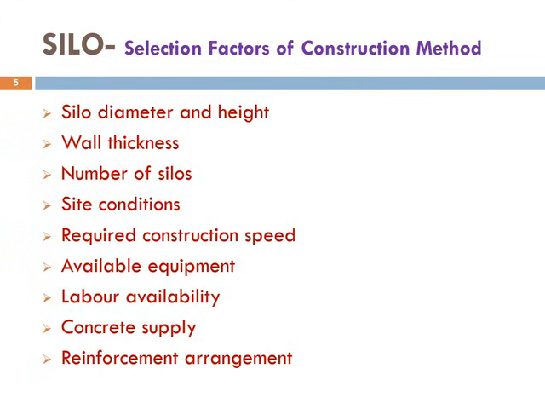The selection of a suitable construction method depends upon several factors. First, we consider the diameter and height of the silo. Then, wall thickness, number of silos, and site conditions are other important factors. If the construction must be completed quickly, the required construction speed becomes important.